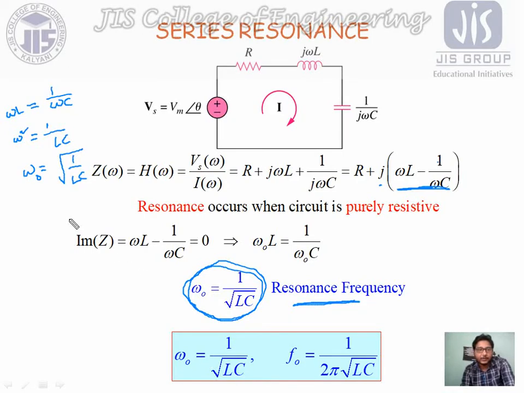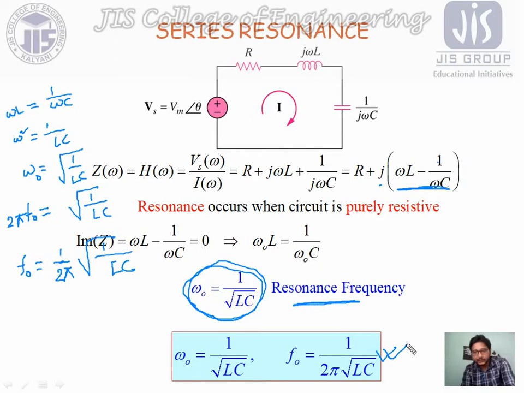Now again, omega 0, we know, is 2 pi f. So again we can write 2 pi f0 equals root over 1 by LC. If we write it this way, we can simply find the frequency directly, rather than the angular frequency. That is, f0 equals 1 by 2 pi into root over of 1 by LC. So that is written over here.